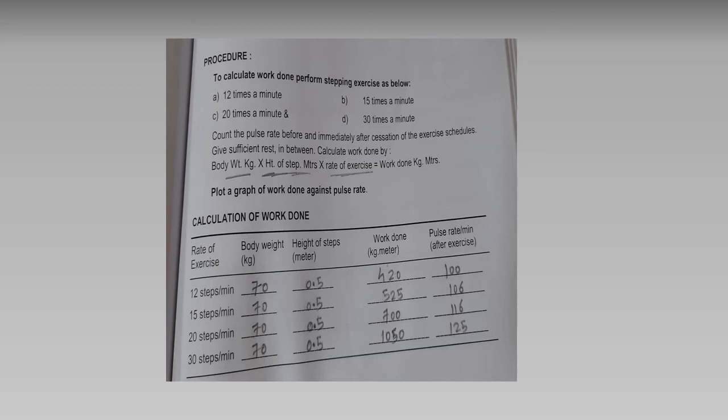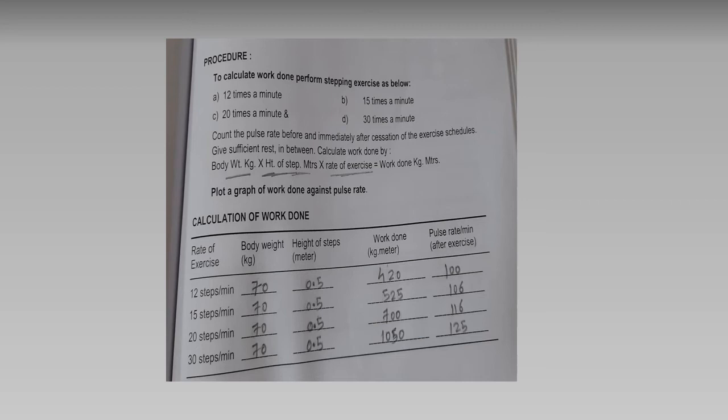Count the pulse rate before and immediately after cessation of exercise. Give sufficient rest in between. This is important. See, when you do the first exercise, that is 12 times stepping a minute, after finishing the exercise, count your pulse rate for a minute. So let your pulse come to the pre-exercise level. Take some rest, take some deep breaths, have a little water, and then perform the other exercise, which is 15 times stepping per minute. Don't rush.